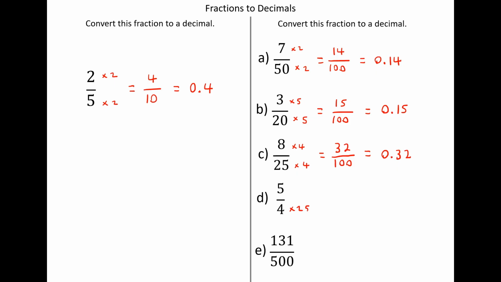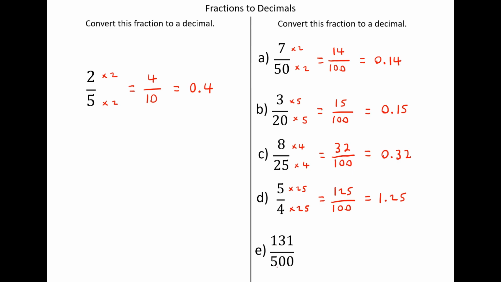Okay, great. Now for 5 over 4, since 25 times 4 is 100, that means 4 times 25 is 100. So I'm going to multiply 4 by 25 to get 100. But since I multiplied the bottom, 4, by 25, I must also multiply 5, the top, by 25. So 5 times 25 is 125. So my final answer as a decimal here would be 1.25.